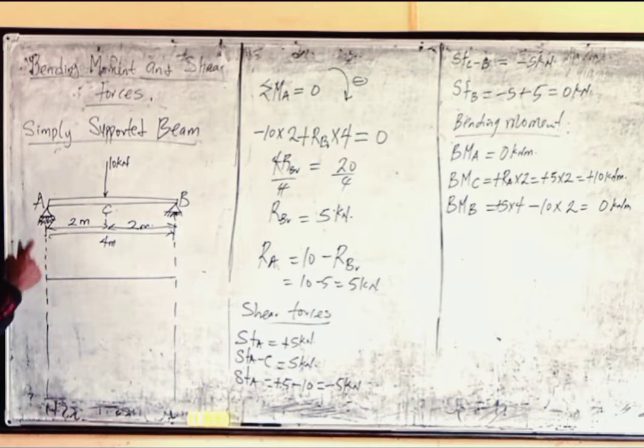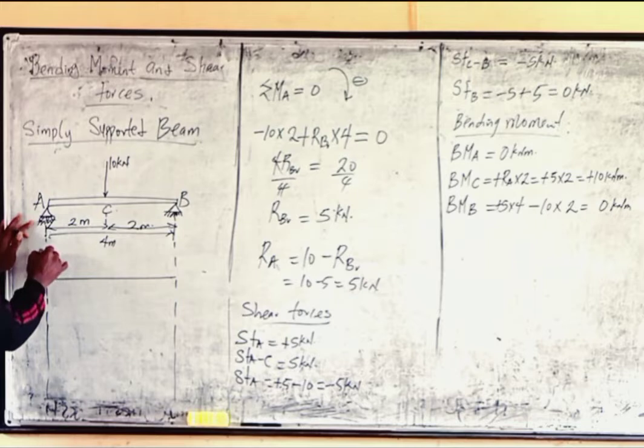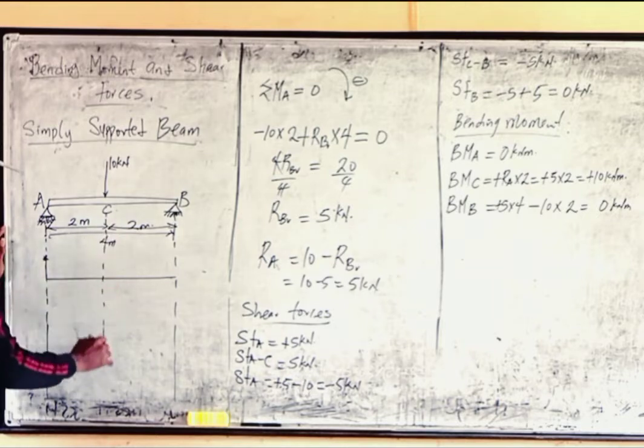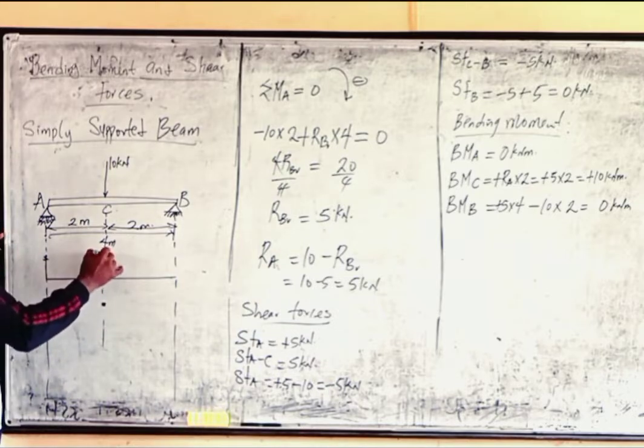What is the shear force at this point? The shear force at point A was plus 5. Just mark plus 5 at this place. Then the shear force at point C was minus 5, but from A to C it was still 5.